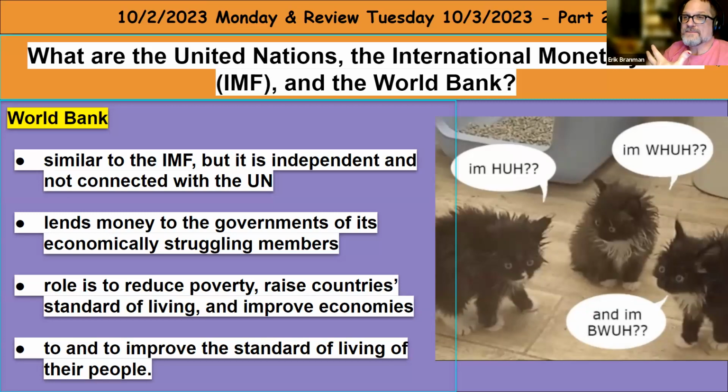That means the quality of people's lives financially, and also according to some other measures like education and healthcare, which we'll talk about later on, and trade and global exchange, just like with the IMF. So there you go. UN, IMF, World Bank.